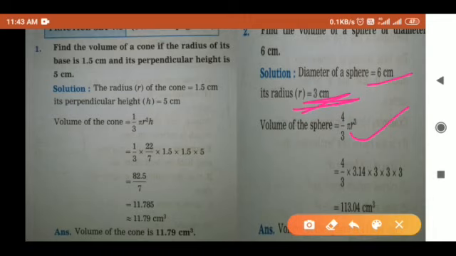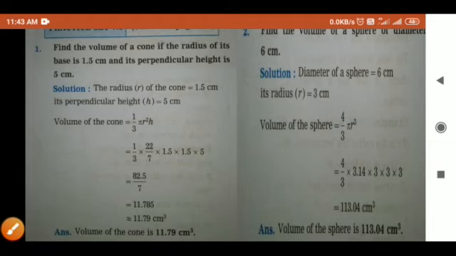Just substitute the values as we have done. 4 as it is, pi 3.14, and r is 3 into 3 into 3. On calculation we will get the value of volume of the sphere. It is 113.04 centimeter cube.